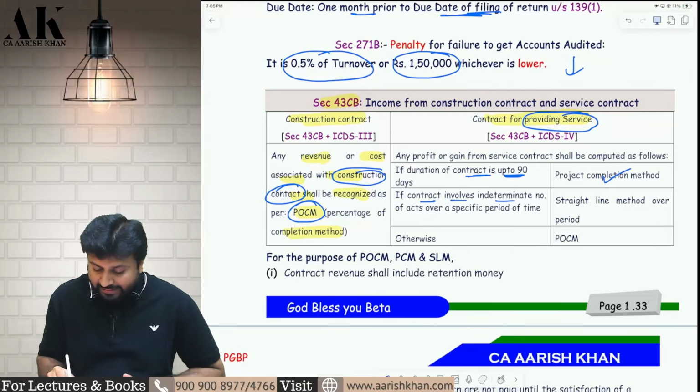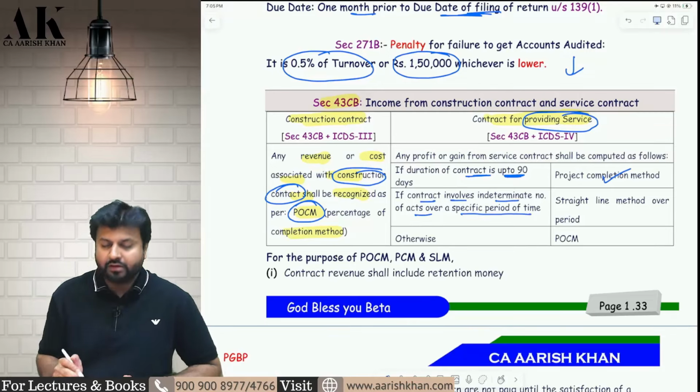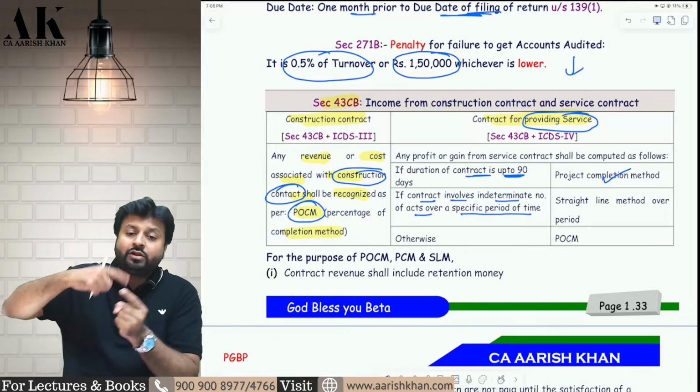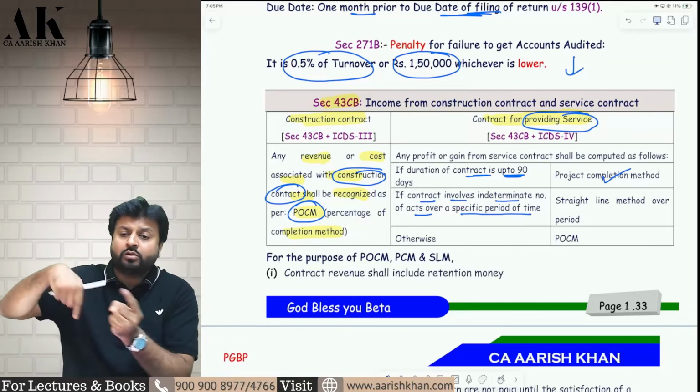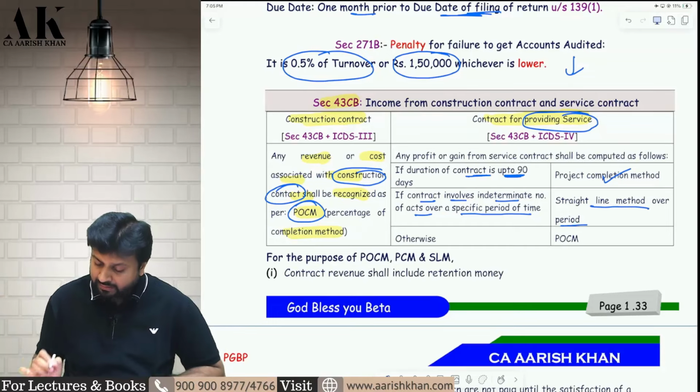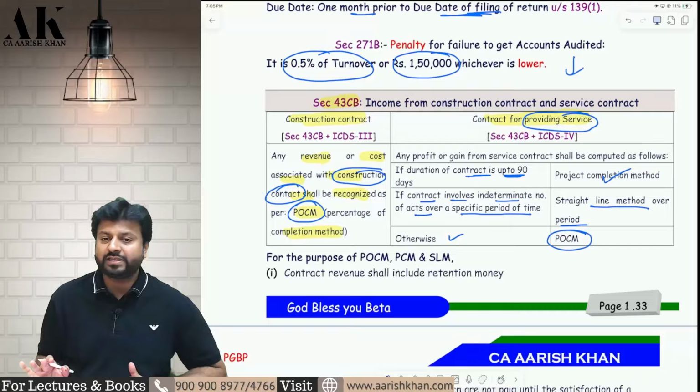If contract involves indeterminate number of acts over a specified period of time, it means there is a multiple service. This is not a one-time service. It's a continuous service which you are going to provide. Then straight line method over period. Okay. And otherwise you are going to follow percentage of completion method. Are you clear? I hope it is clear to all of you.